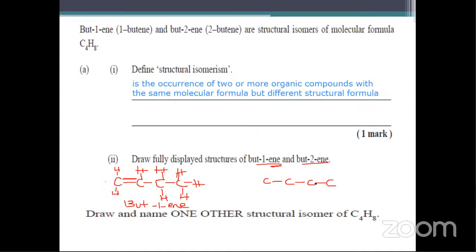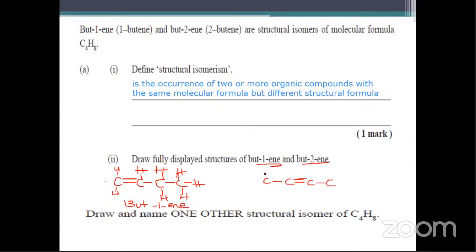Where would the double bond be situated, class? In between the second and the third C. Very good, it's between the second and the third carbon, right? And then you add your hydrogen.